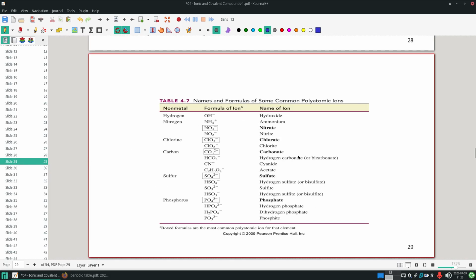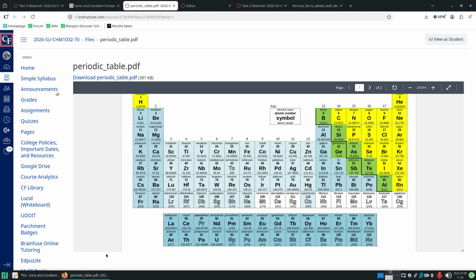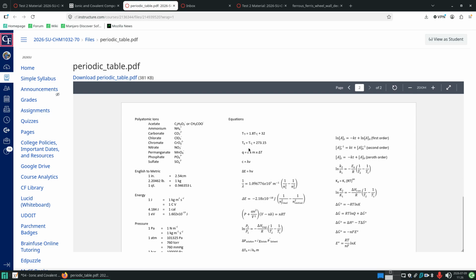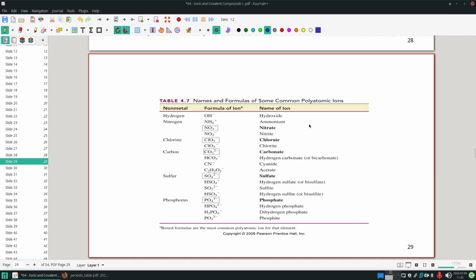Now, tables like this one are in your book, and I give you some in the instructions on the test. You'll notice my list is a lot shorter, and it is all the ones that end with ATE: carbonate, chlorate, chromate, nitrate, permanganate, phosphate, and sulfate. The reason I don't give you a complete list is because there's a simple rule to figure out what an ite is.